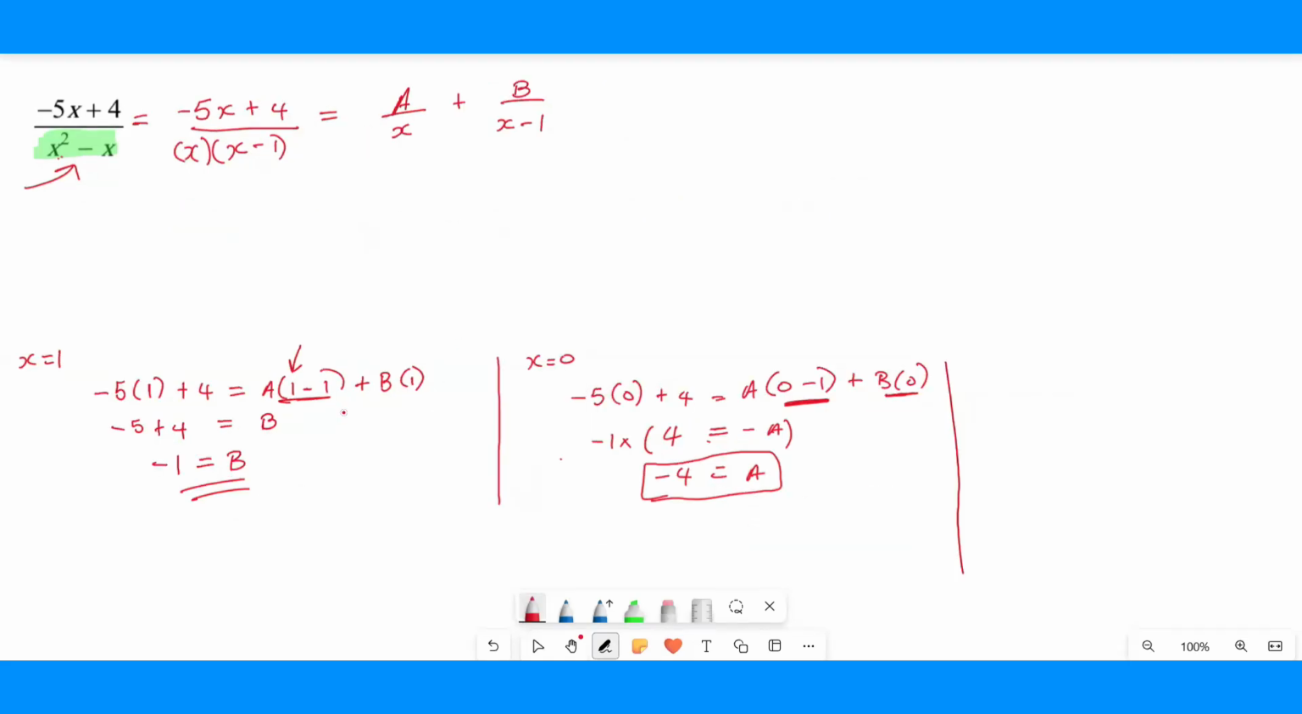Now, since we know that A is negative 4 and B is negative 1, we are saying that negative 5x plus 4 all over x squared minus x is equal to negative 4 over x, and then this is negative 1, so I'm just going to put the negative here, and then 1 over x minus 1. So basically, that's what we refer to when we say we're going to do partial fractions.